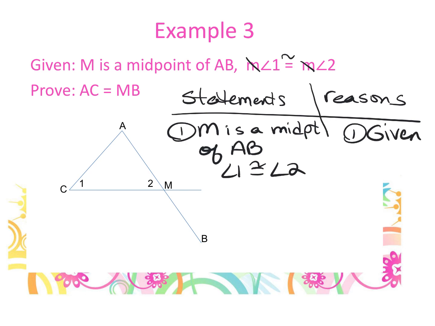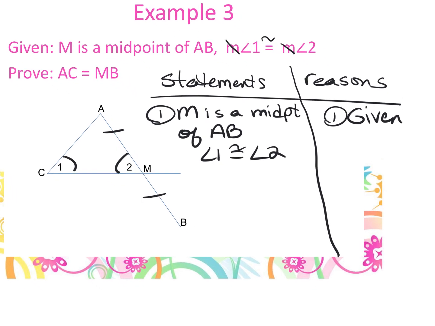Now I'm going to go ahead and label my picture. So angle 1 and angle 2 are congruent, and M is the midpoint. Well, back in chapter 1, we learned that a midpoint is going to be right in the middle of our segment, and it breaks it into 2 congruent pieces. So this tells me that AM is going to be congruent to MB. It's not listed, so I need to list that now as a statement in my proof, and I'm going to state that MB is congruent to MA, and the reason why I can state this is definition of a midpoint.